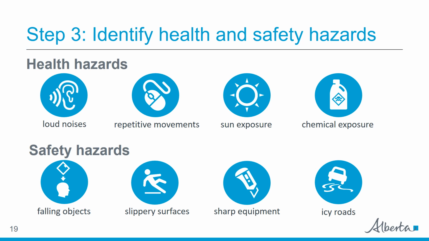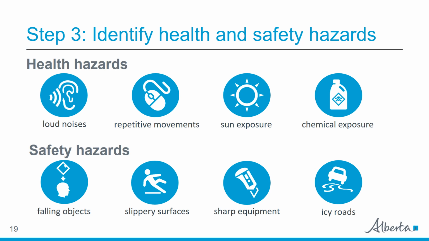Step 3. Identify any health and safety hazards related to each work task and activity. Health hazards are anything that could harm someone's health, either immediately or over time. Examples include loud noises, repetitive movements, sun exposure, and chemical exposure. The effects of health hazards are not always immediate. They can take years to appear, for example, hearing loss due to noise exposure. For this reason, health hazards themselves are often overlooked in the hazard assessment process.